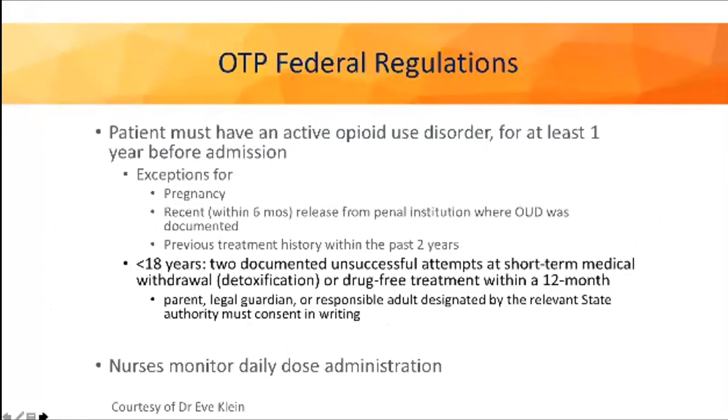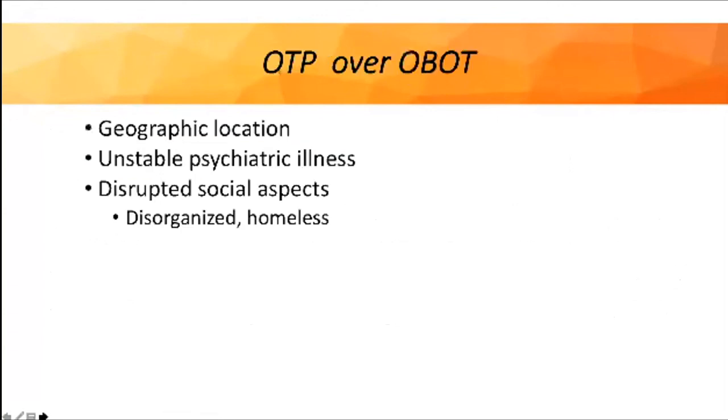This is just a review of some of the federal regulations we talked about. When referring a patient to an OTP versus office-based opiate treatment, one consideration is geographic location: do they have access? Do they have a co-occurring psychiatric illness? You want to see if the OTP has a psychiatrist or mental health provider embedded. And sometimes if there are psychosocial stressors like homelessness, patients benefit from the daily check-ins, counseling, and seeing a nurse every day.